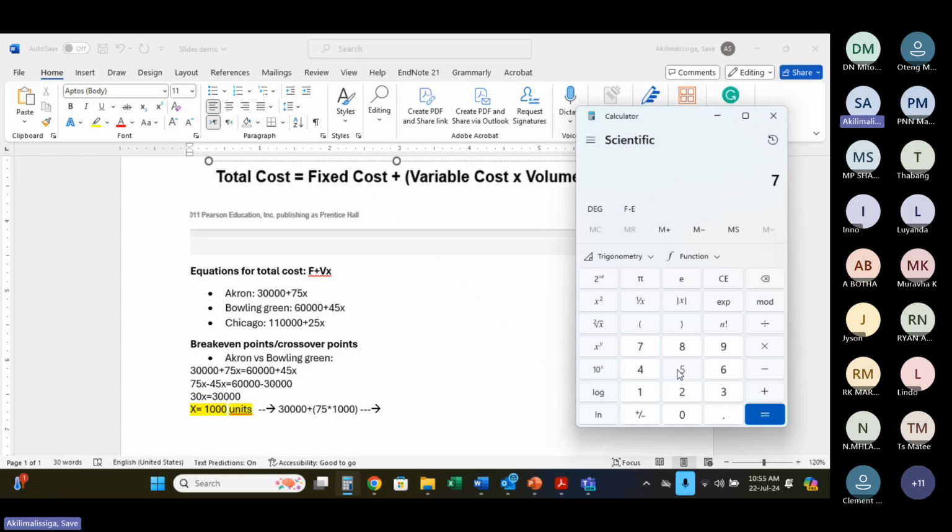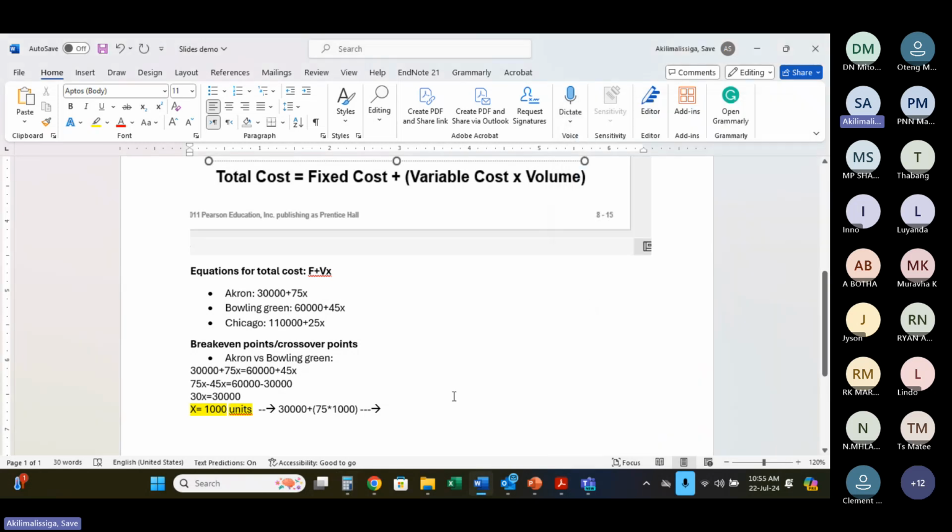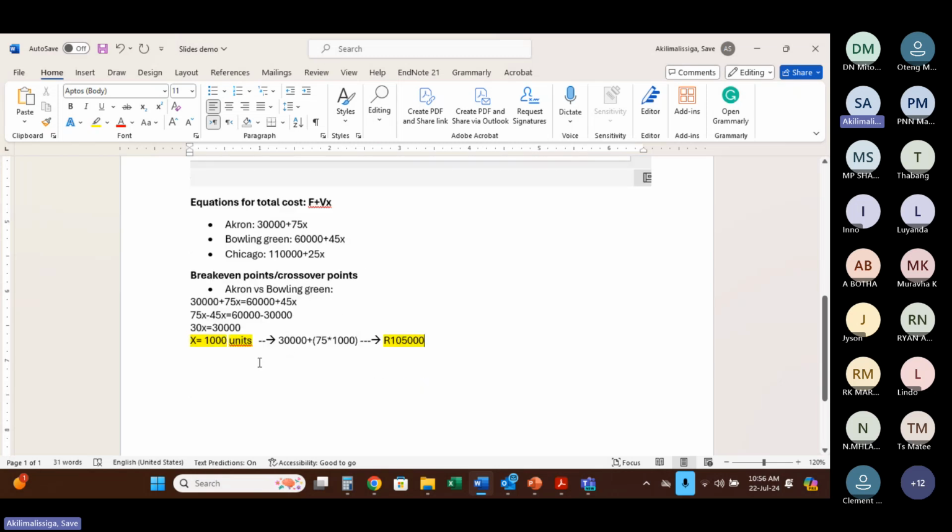So 75,000 plus 30,000. So that's 105,000. So this one here is the cost of producing 1,000 units. The company is going to spend this amount. Now, that is the break-even point between Akron and Bowling Green. So let's move on to the next one.